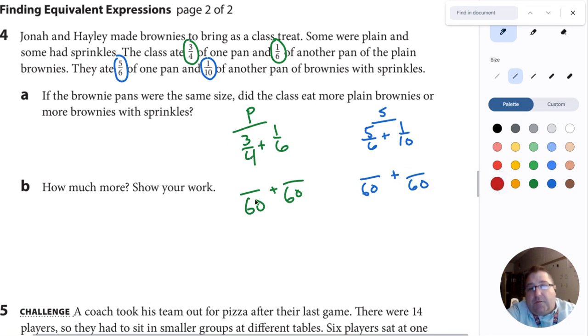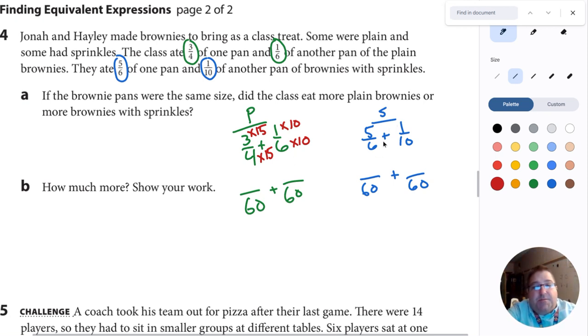Okay, so 4 times what is 60? 4 times 15. So I can do the same up top. 3 times 15. It's going to go there. Okay, 6 times what? 6 times 10. 1 times 10. Again, all we're doing is getting common denominators, kind of cutting these into smaller pieces. So 3 times 15 is going to go there. 1 times 10 is going to go there. Then I can figure out how much plain we had altogether.